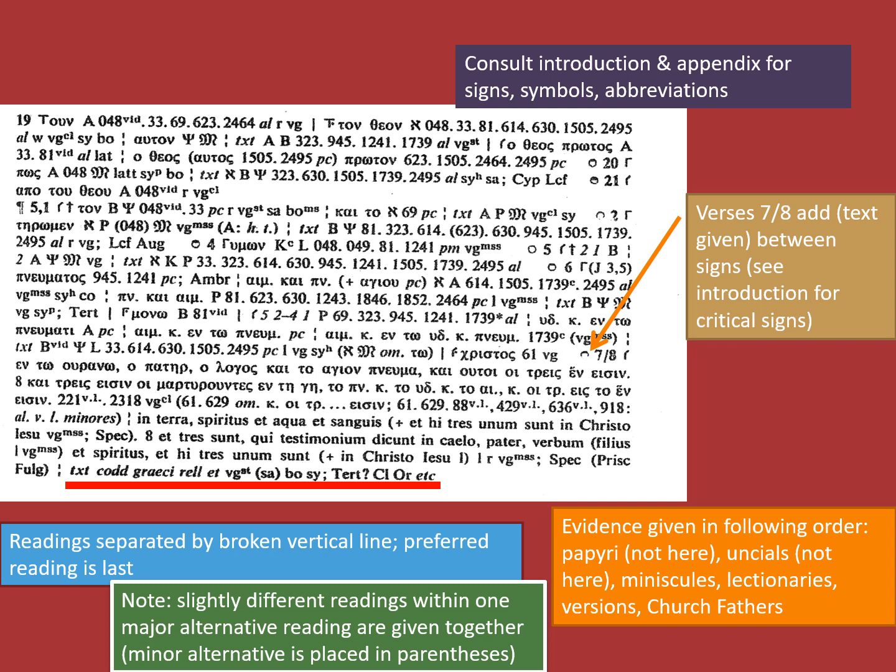To get at the signs, symbols, and abbreviations, you can consult the introduction as well as the appendix of the Nestle-Aland critical edition. And you do need to spend some time looking at both the front and the back of your Nestle-Aland New Testament to get an idea of where things are, so that when you do textual criticism, you can find those abbreviations.